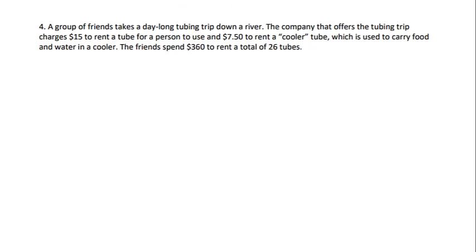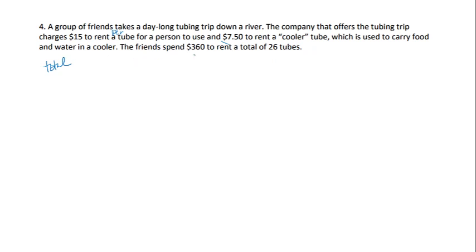Okay, so I'll just take a minute and read it. All right, it says $15 to rent a tube. That means per tube. Every single tube you buy is $15, so it's $15 per tube. And then $7.50 to rent a cooler tube. So that's for the individual, which is used to carry food and water. The friends spend $360 to rent and $26 total. Okay, so they are giving us a total amount, so this is still going to be a standard form problem, but it's a little bit different.